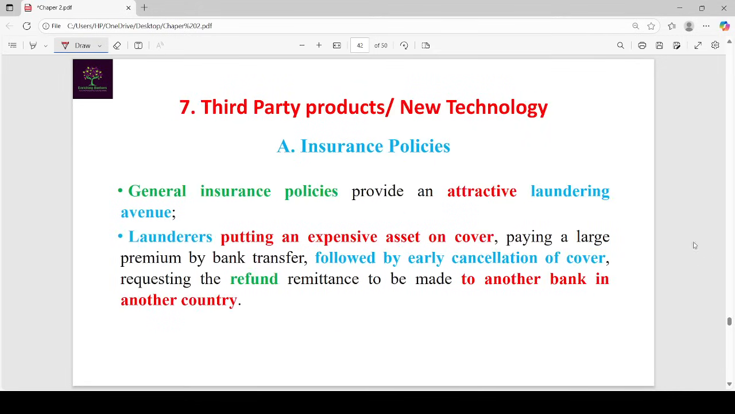The next method is insurance policies, under the category of third party products or new technology.